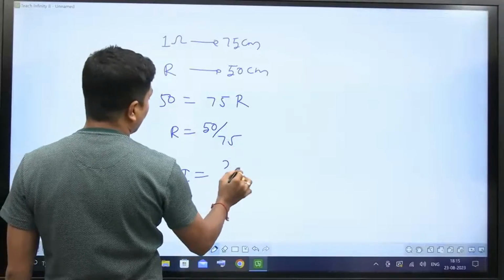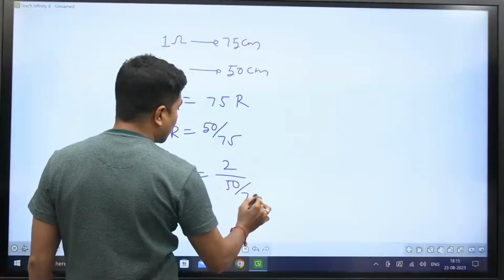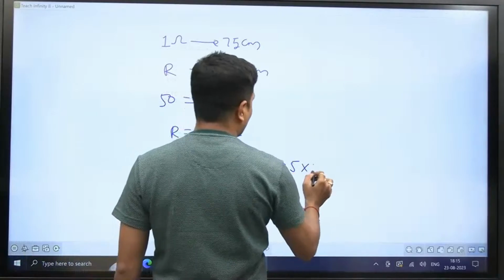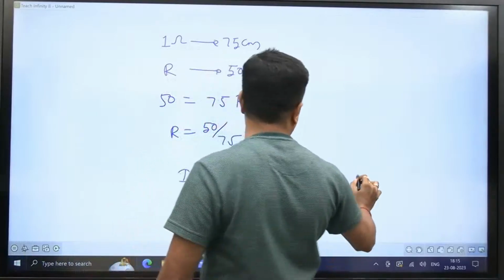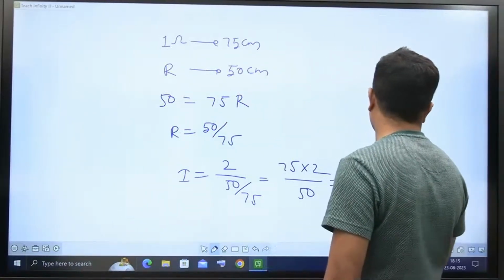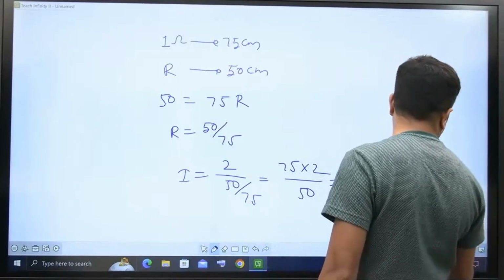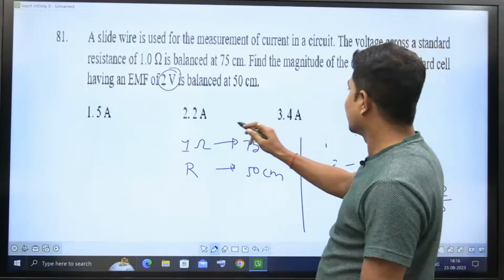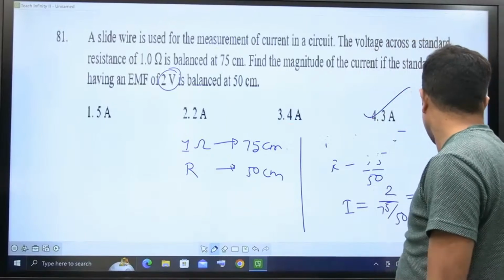Current I is equal to V divided by 50 by 75, that is 75 into 2 divided by 50. This is 150 divided by 50, which is equal to 3 amperes. Direct answer is 3 amperes. Choice 4 it is. Direct question it is.